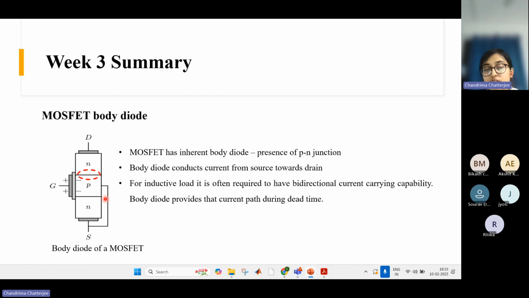Bidirectional in terms of current flow capability. It needs to carry current in both directions. So for those purposes, MOSFET is good. MOSFET is advantageous. Okay.